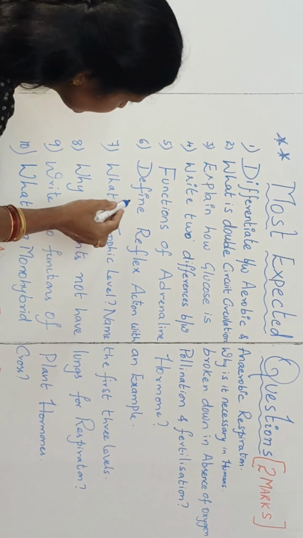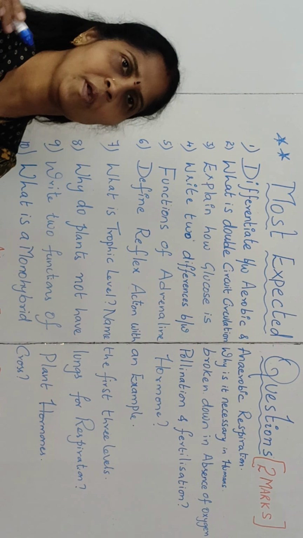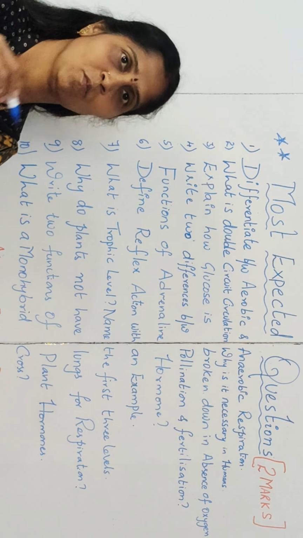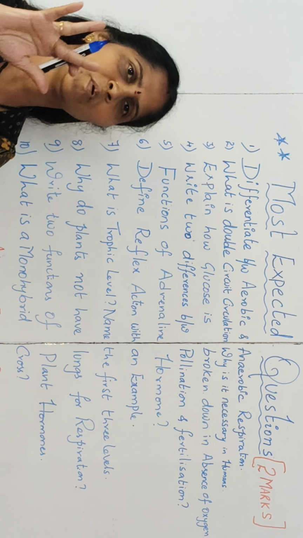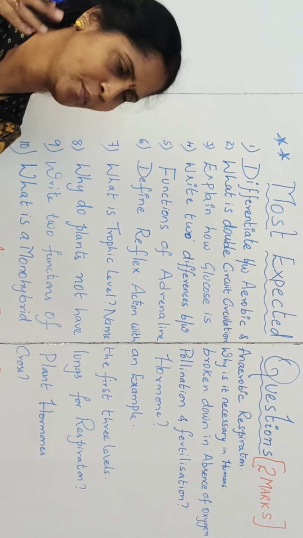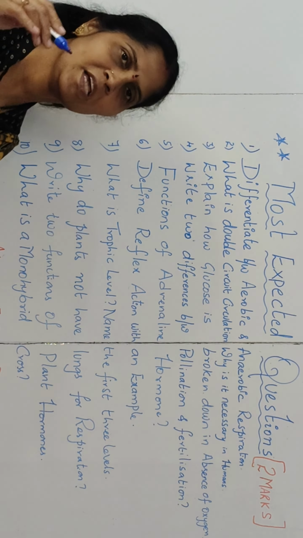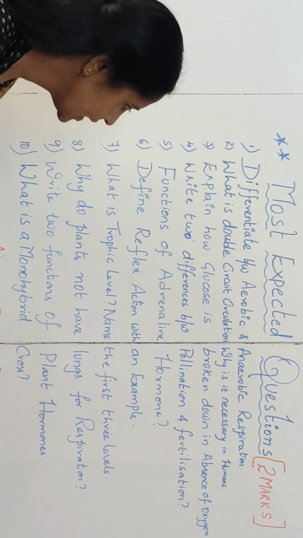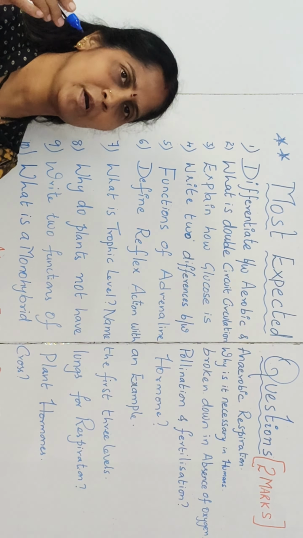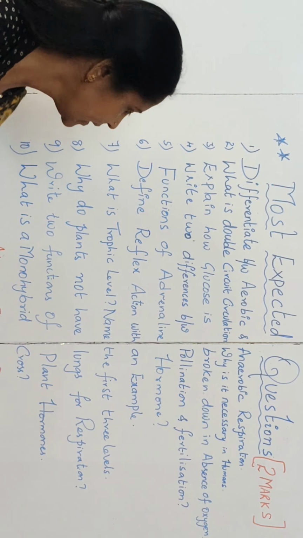Next you have: define reflex action with an example. Sudden spontaneous action without the involvement of brain. Example is removing your hand when you touch a hot plate. Next, what is trophic level? Each energy level in the food chain is called trophic level. The first three trophic levels are producer, primary consumer and secondary consumer.